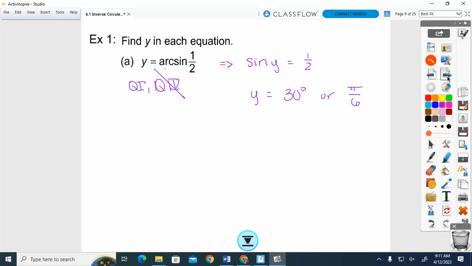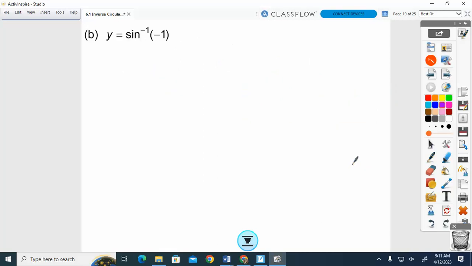So the inverse is an angle. Sine inverse just means arc sine, so we're finding the angle for -1. As soon as I see that, it tells me it could only be quadrant 1 or 4. It's going to be quadrant 4.